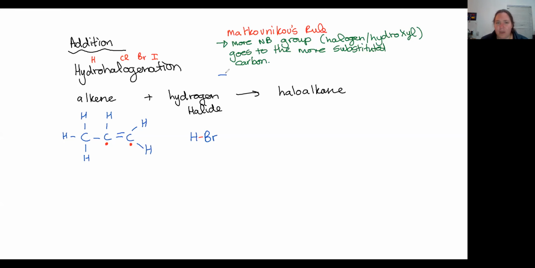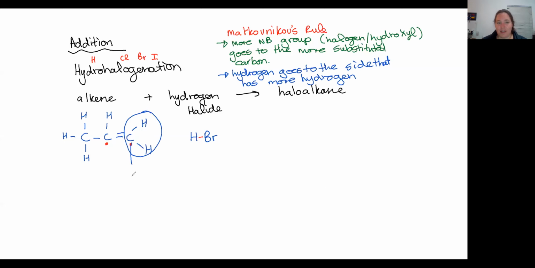My students like the version which instead says that the hydrogen goes to the side that has more hydrogen. I think it's easier to apply. So it's one of those continuous cases of the rich get richer and the poor get poorer. So since there are already two hydrogens here, that is where the hydrogen will go to, and therefore the bromine will go to the other side.